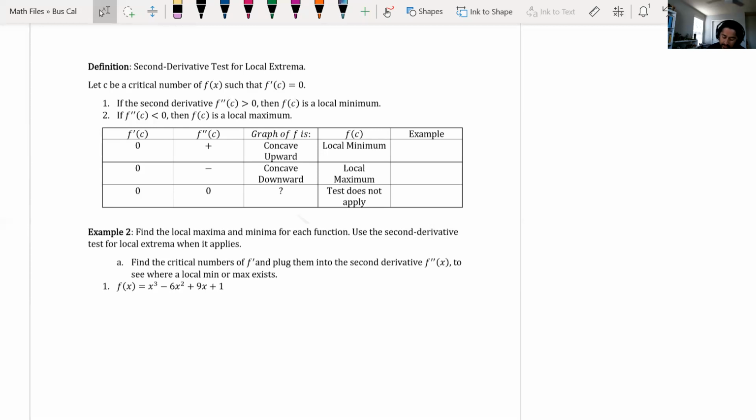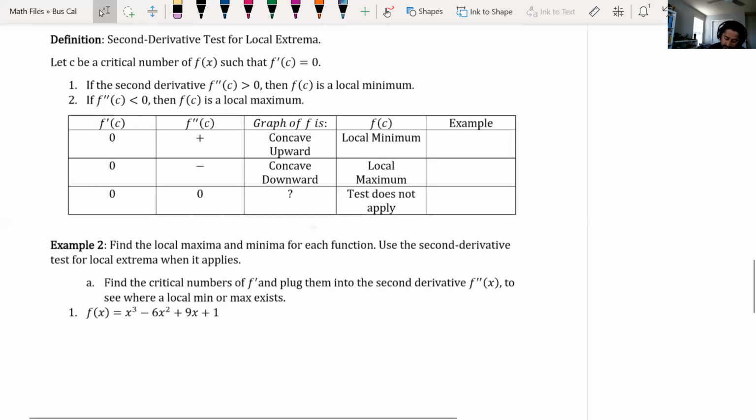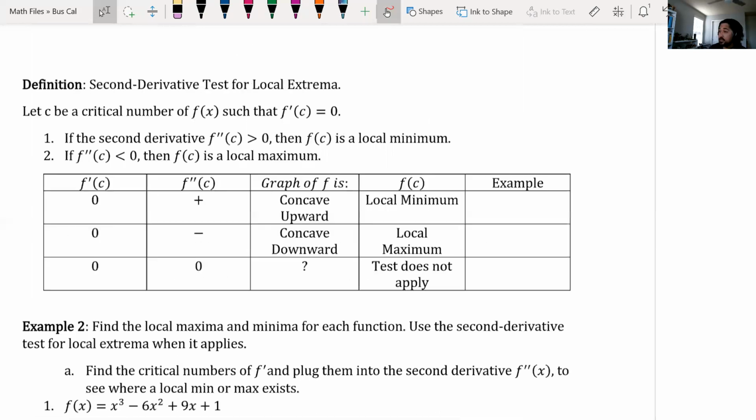So by this chart, our critical numbers, of course, happen when you set the first derivative equal to 0. That's why that says 0. But for the second derivative test, if the second derivative is positive at that critical number, this means that the original function will be concave up, which will create a local minimum. So your example would look something like this, and you would have a local minimum.